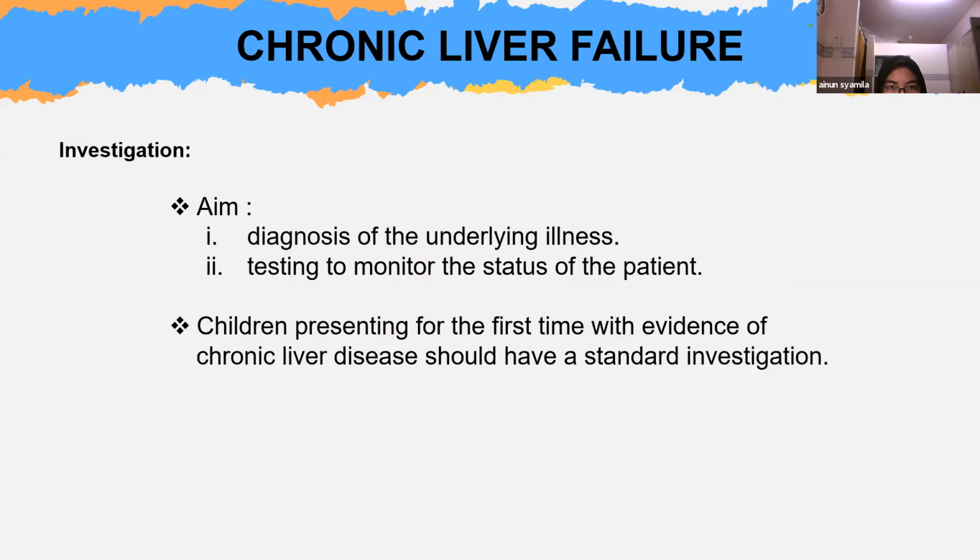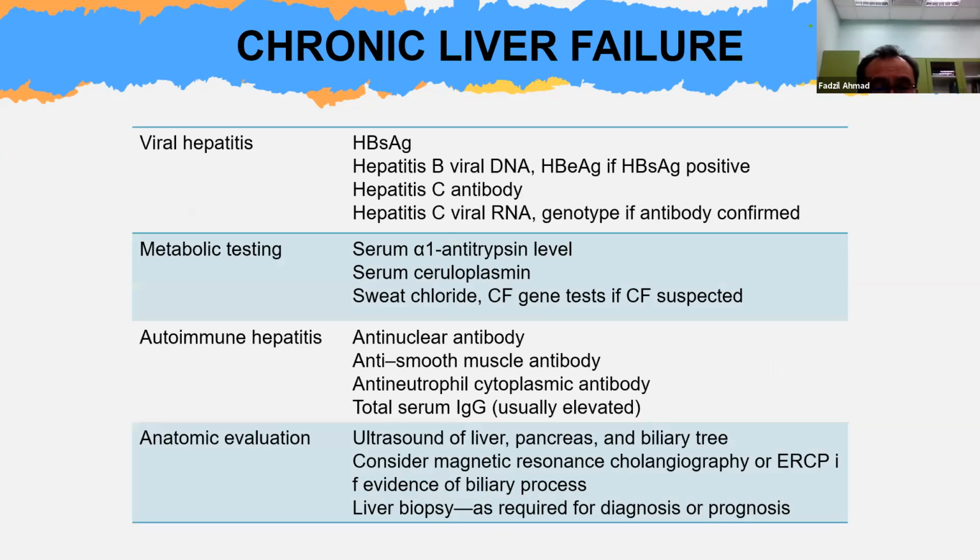Okay, for the investigation in chronic liver failure, the aim is two. The first one, we want to diagnose the underlying illness, and the second one, we want to monitor the status. Okay, in children presenting for the first time with evidence of chronic liver disease, we should have a standard investigation. Okay, next. What I mean by the standard investigation is that we can do the viral hepatitis, the metabolic testing, the autoimmune hepatitis, or the anatomic evaluation, including the ultrasound, and also to some extent the liver biopsy. The aim is we want to know the cause of the chronic liver failure. Okay, next.